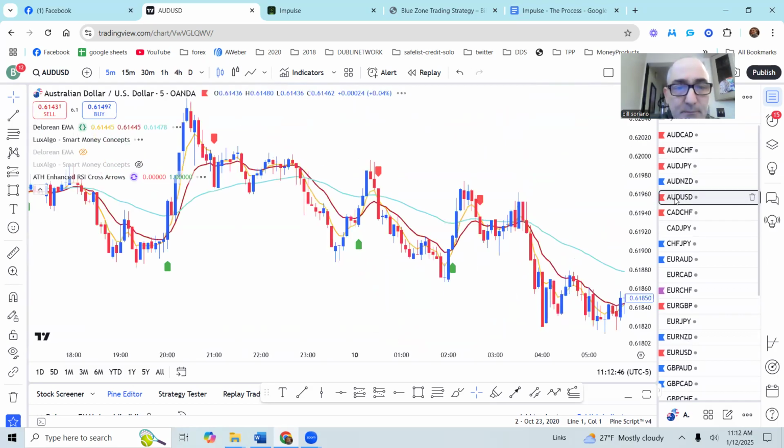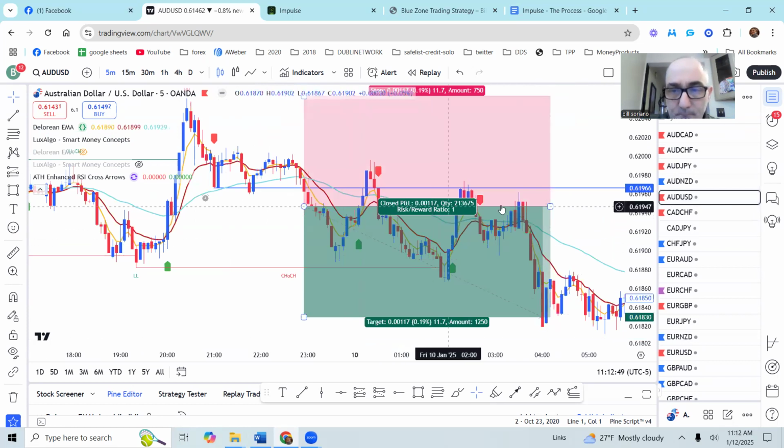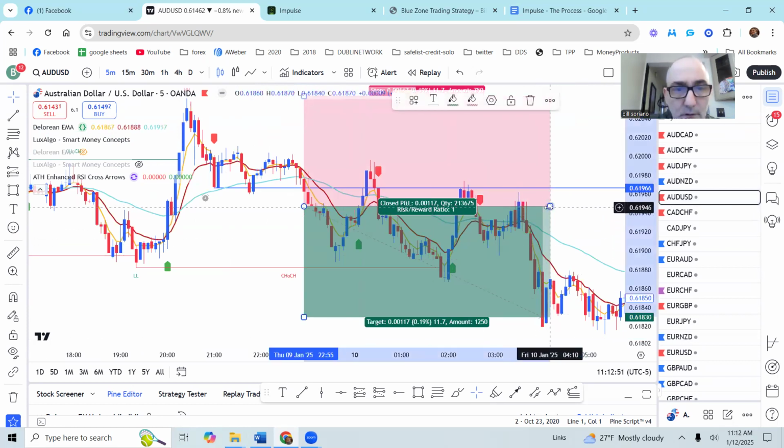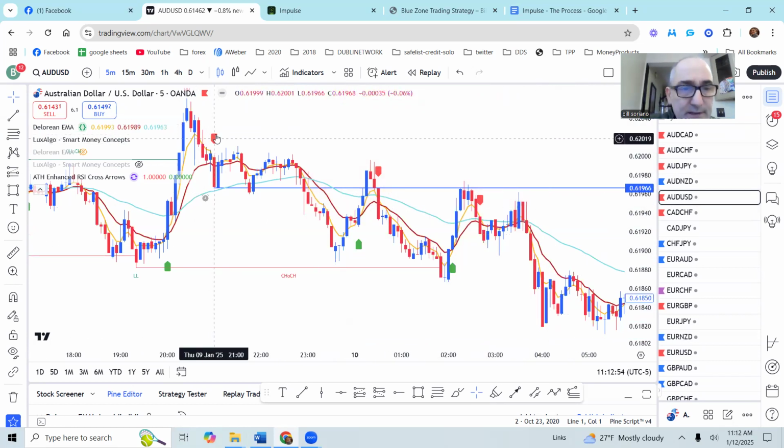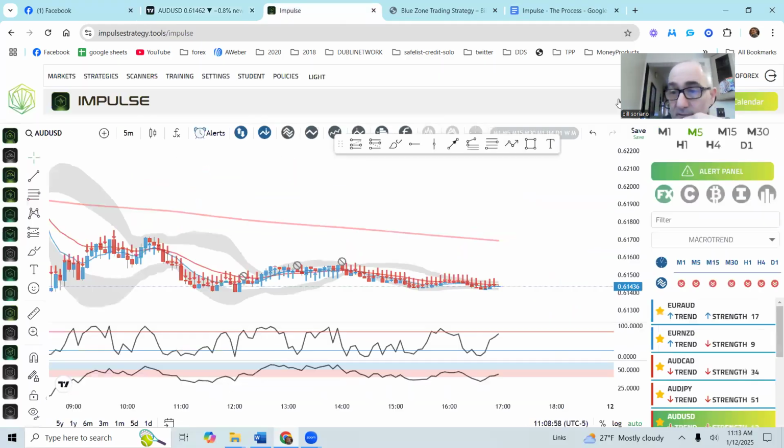AUD USD, I believe, was the other one. Right around here, we got this alert. This was at 9 p.m. on Thursday evening. I didn't show you the times on the other ones, but these were all Thursday evening during the Asian session, because that's when I trade. So the alert goes off, right? Again, Impulse was telling me that at this time on Thursday night AUD USD was bearish across all time zones, right? So that was the first part of it.